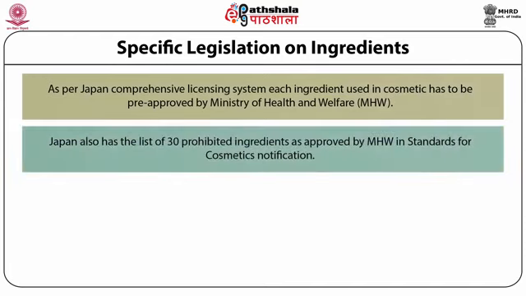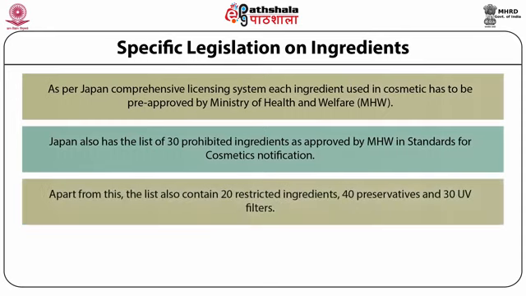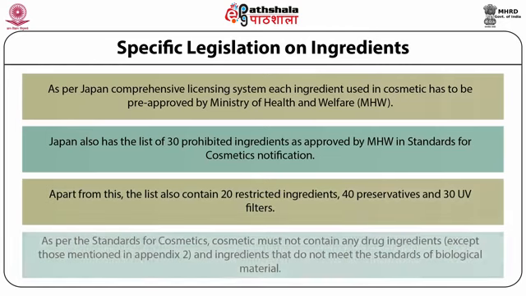Japan also has a list of 30 prohibited ingredients as approved by MHW in the Standard for Cosmetic Notification. Apart from this, the list also contains 20 restricted ingredients, 40 preservatives, and 30 UV filters. As per the standard for cosmetics, a cosmetic must not contain any drug ingredient except those mentioned in Appendix 2 and ingredients that do not meet the standards of biological material.